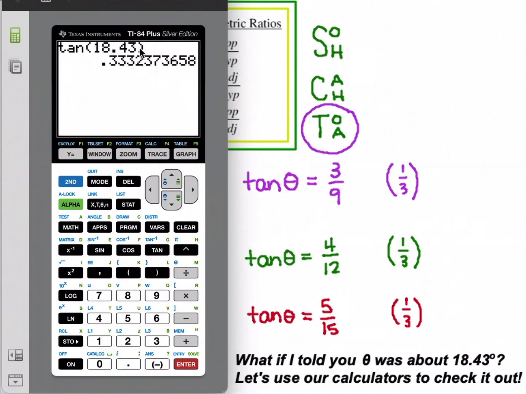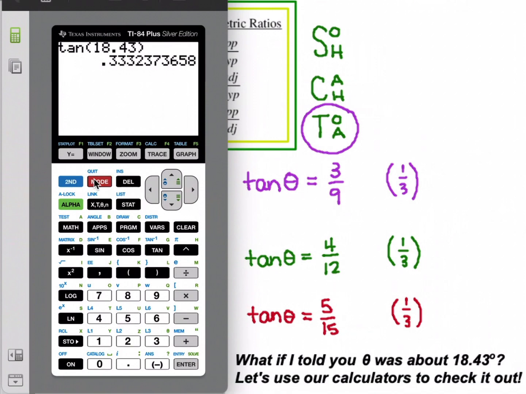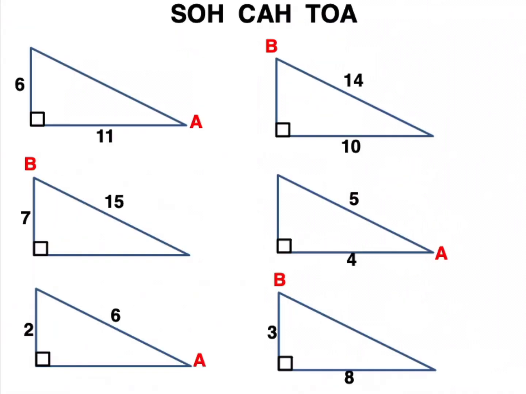You know how this is 18.43 degrees? Somewhere on your calculator, you should see a mode or a settings button. You can see that my mode is already set to degree. On some calculators, it's abbreviated DEG. I'm putting that angle in as a degree, so it's important that I have that highlighted. If you need help figuring out your calculator, let me know. But as long as you're in degree mode, we should all be able to show that tangent of 18.43 is about 0.333.